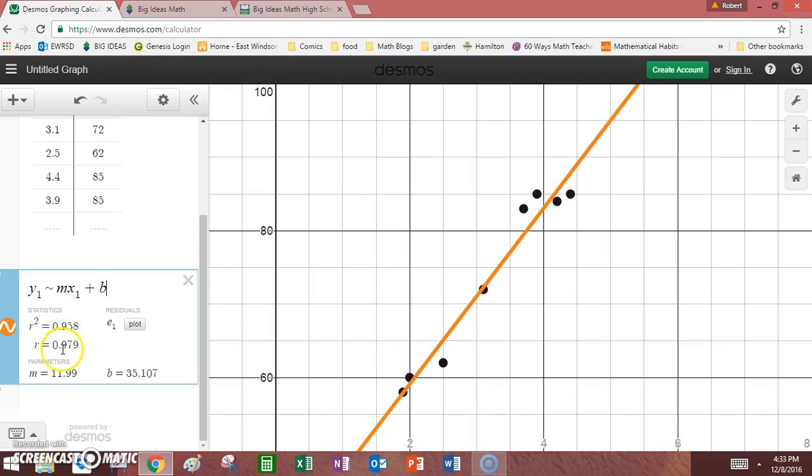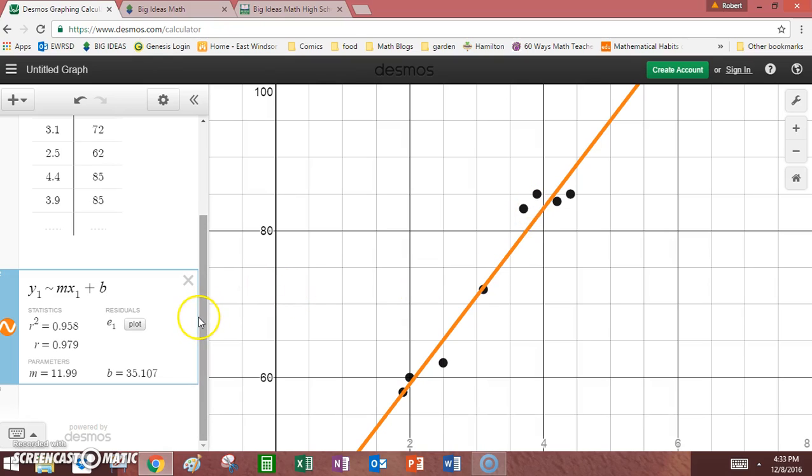My correlation coefficient is 0.979. That's very close to 1 and it's positive, so that suggests this has a positive correlation. If we take a look at our graph, our line goes through most of the points and is about the same above and below.